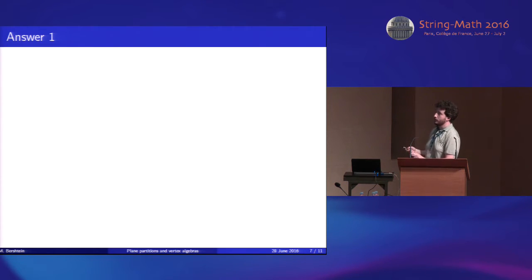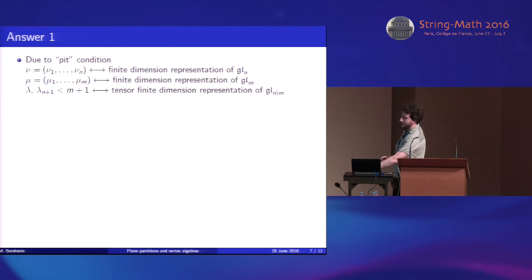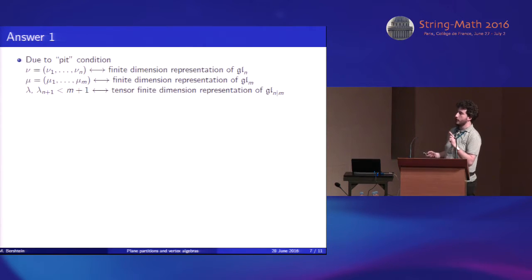I put here one because I have 2 slides for the answer. First the partial, special case, and then I'll show something about the generic answer. But before, I would like to say what we can say about these partitions, nu, mu, and lambda. So due to the Pit condition, nu has no more than n elements. So from the representation theoretic point of view, it corresponds to a finite dimensional representation of GL_N. And the same for mu.